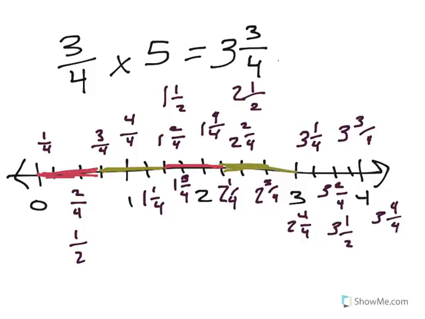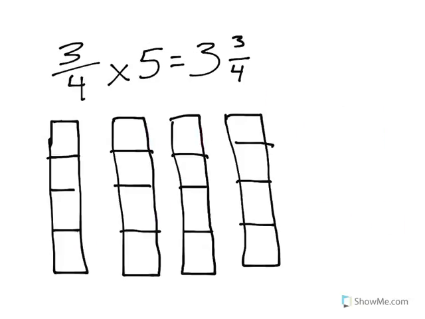So that's 1, 2, 3, 4 sets of 3/4. So I need one more. 1, 2, and 3. And that takes me to 3 3/4. So that's another way to represent a fraction times a whole number. And then the last way, which I think is the easiest way, is with bars.